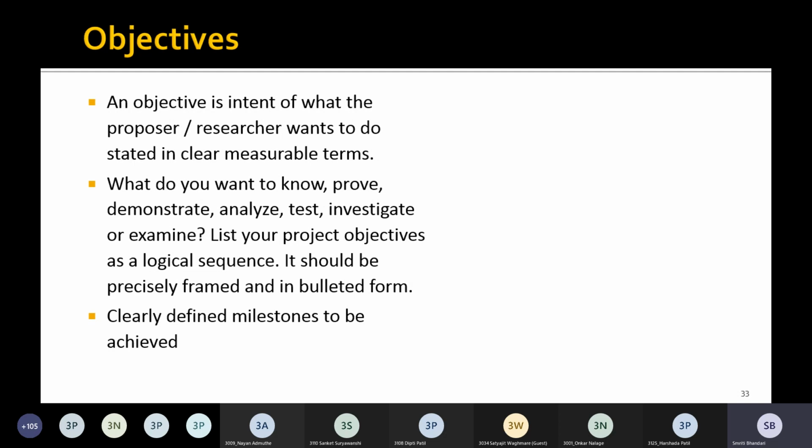In other words, I may say that the objectives are defining the milestones you would like to achieve.